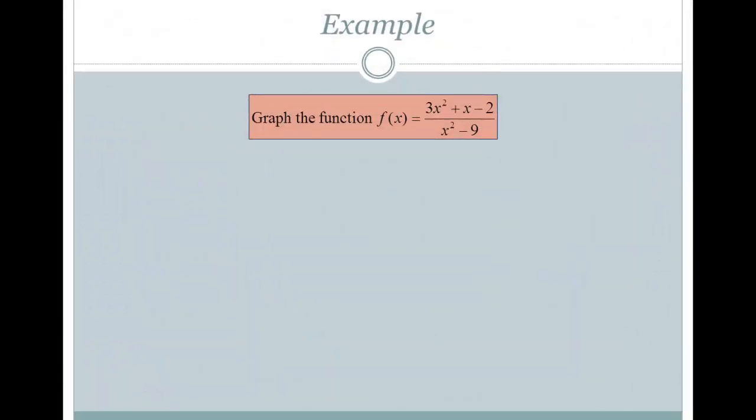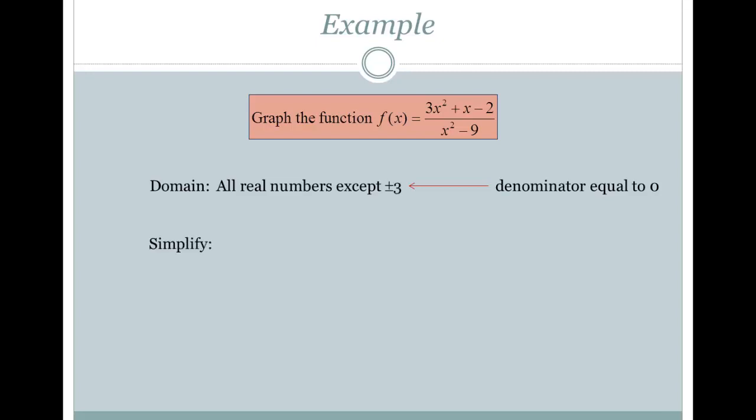Let's do an example. Let's go through it pretty thoroughly here. Here's a rational function. Let's look at the domain. Again, the domain is when the denominator can't be equal to 0, and so it's going to be all real numbers except plus or minus 3. That should be pretty straightforward. Let's simplify this and see if we can cancel anything out. Are we going to have vertical asymptotes or holes here?